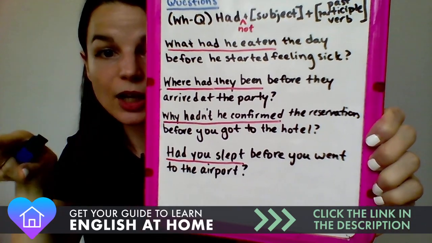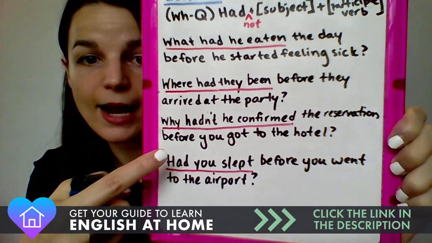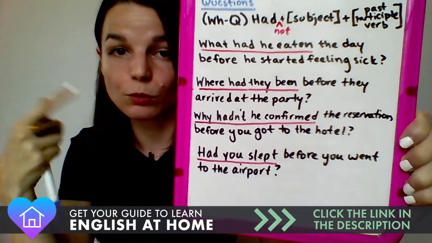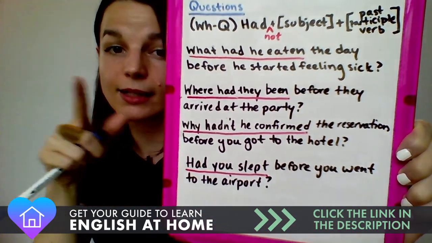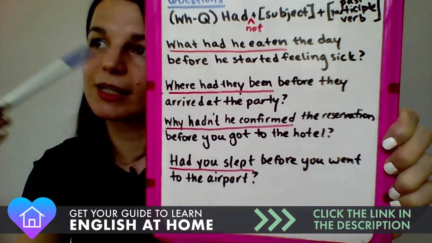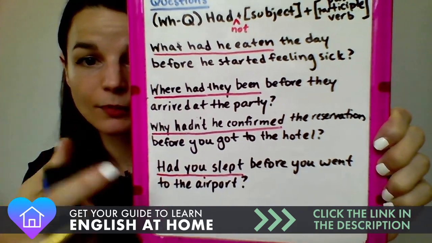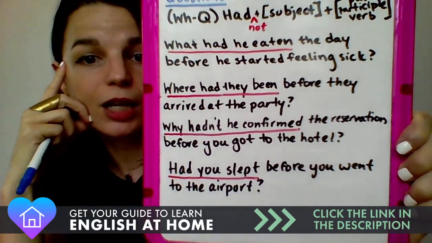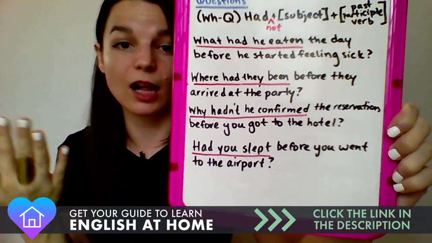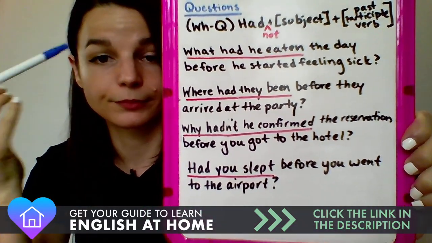This is the earlier of the two actions. Why was this thing not done? So we want to ask the reason something did not happen. Why hadn't he confirmed? So confirmed is like a way of saying checked. Why hadn't he confirmed the reservation before you got to the hotel? So this might be like a clarifying kind of question.